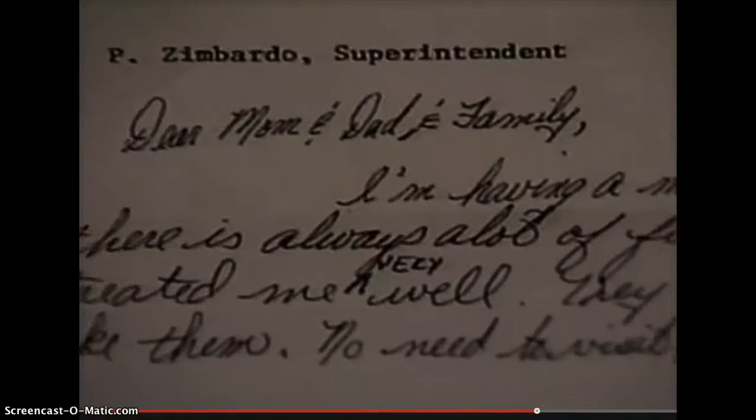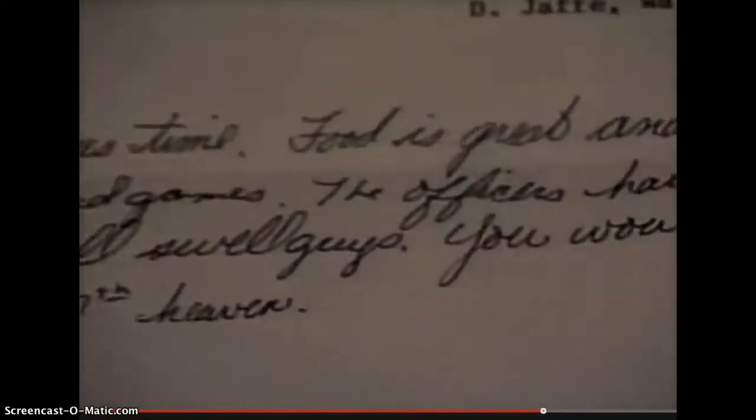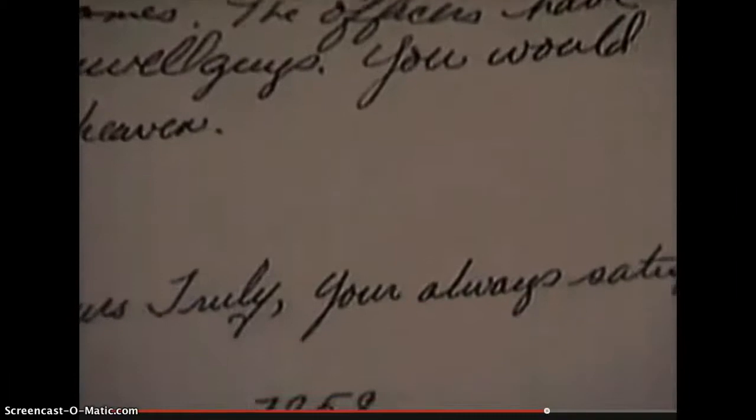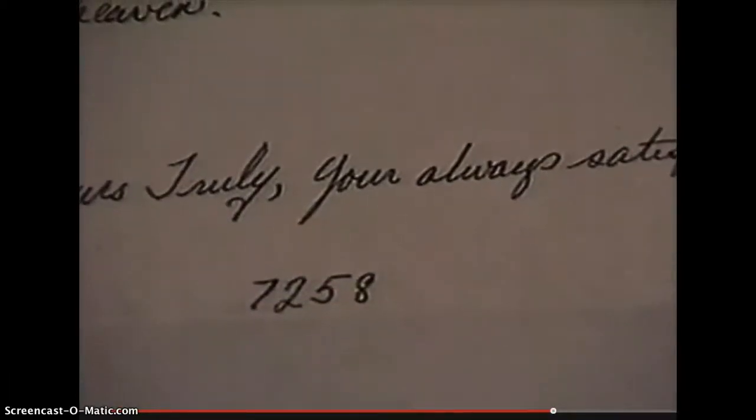No need to visit, it's seventh heaven. Yours truly, your loving son, and put the name there that your mother gave you.